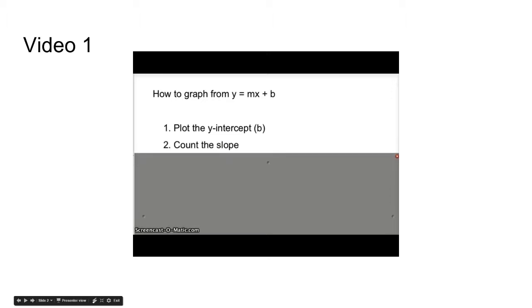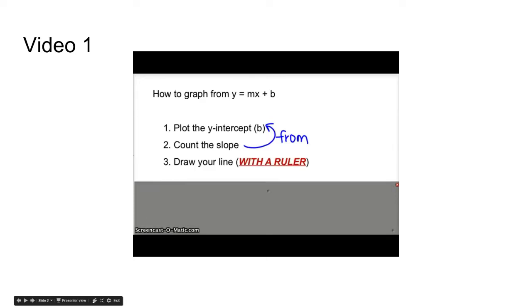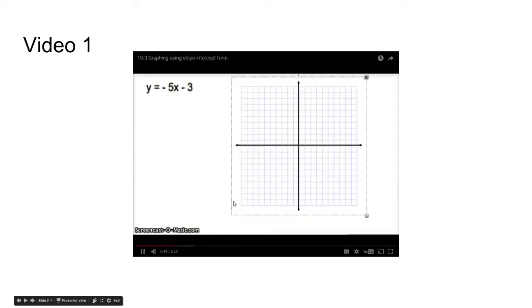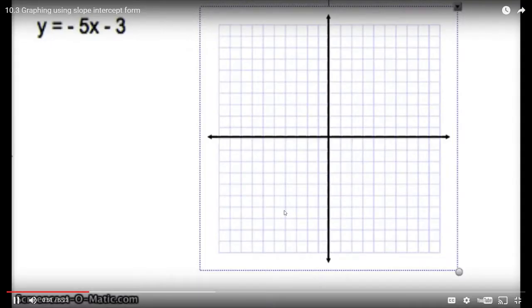Part number 2 is count the slope, and we count the slope from this point. Right? We don't start at the origin. We don't pick up our pencil. We're going to put our y-intercept on the y-axis, and then we're going to start counting slope from there. We don't pick our pencil up. And number 3, we're going to draw a line with a ruler. If you do this without a ruler, I am not going to accept it. I am sorry.